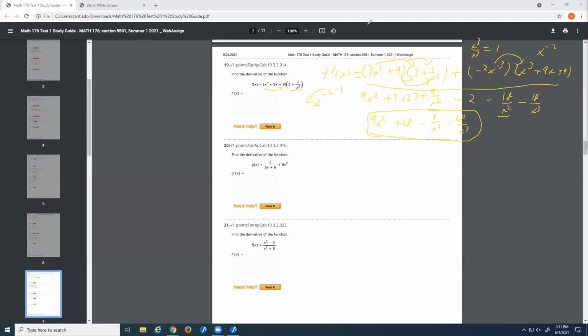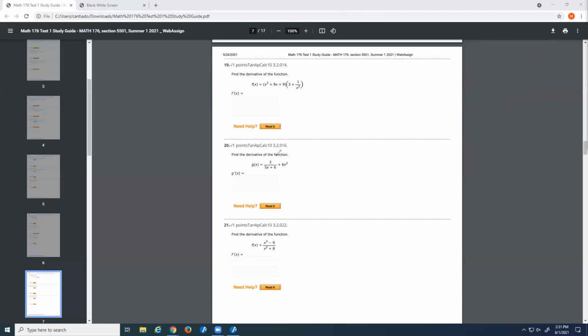Yeah, so I'm going to go ahead and clear that. That should be it for that one, and we can move on to the next one. So let's move on to number 20. Number 20 wants us to find the derivative of this function g. G of x is equal to 3 over 5x plus 6 plus 6x squared.